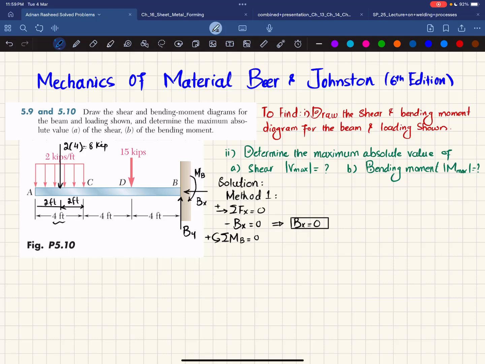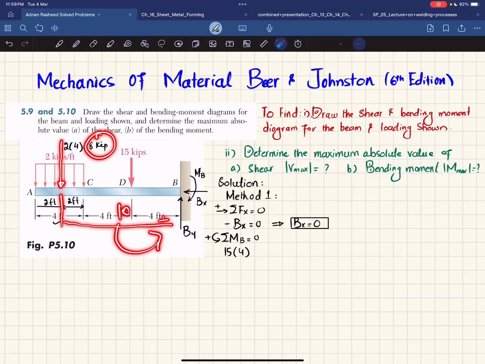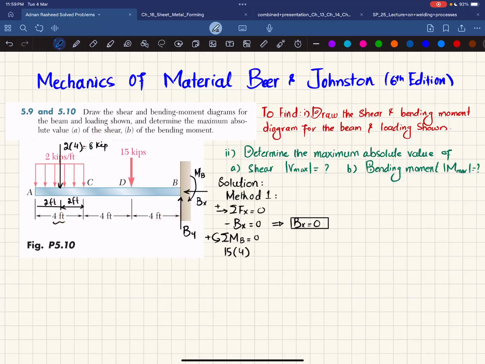Now we'll apply this equation. The first force that produces moment about point B is this 15 kips, with a perpendicular distance of 4 feet, and it produces counterclockwise moment, so it is positive: 15 multiplied by 4. The second moment is produced by this 8 kip load, with a perpendicular distance of 10 feet, also counterclockwise, so positive: plus 8 multiplied by 10. The third is the reaction moment Mb, which is clockwise, so it is negative: minus Mb is equal to 0.